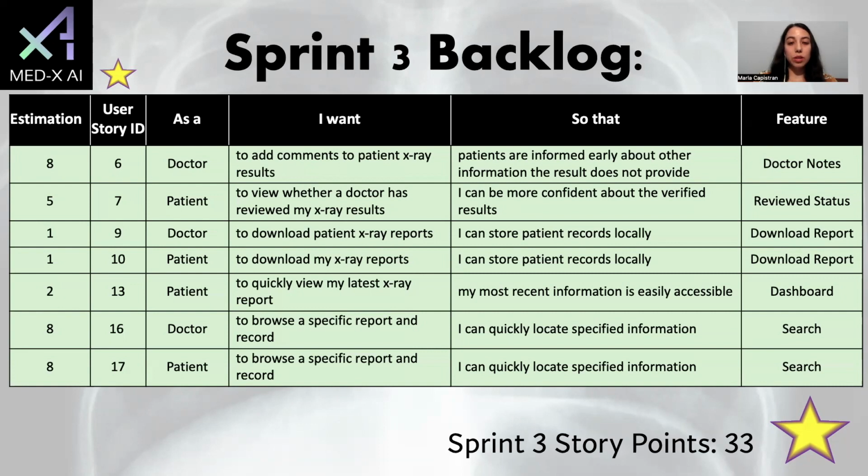Next, we gave users an opportunity to download a report to their devices or print a physical copy of it. Then, we made the dashboard dynamic by displaying the most recent report for a patient or the most recent report to the database for the doctor. Lastly, we gave the UI of the search bar functionality by allowing patients and doctors to search reports by report ID, medical term, date, and status. All of these features counted for 33 story points in Sprint 3.